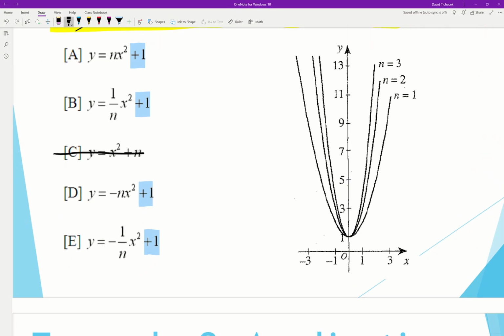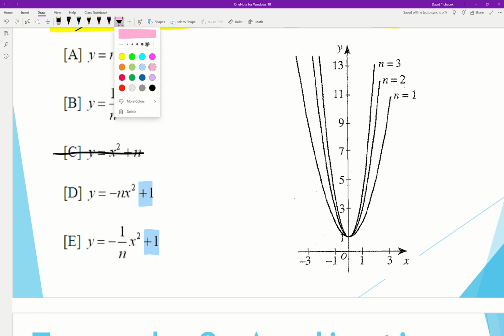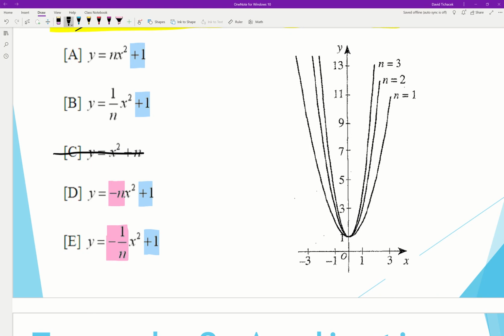The other thing that you might notice is that on parts D and E, you have some A values that are, of course, negative. And remember what we talked about before about how if that A value is negative, then that means we'd have a bunch of parabolas that open down, but you can see here in the picture that they all open up. And so we can eliminate choices D and E pretty much immediately, which leaves us with A and B, where the only difference is the number playing the role of A, right? The number in front of x squared. Is it going to be n or is it going to be 1 over n?